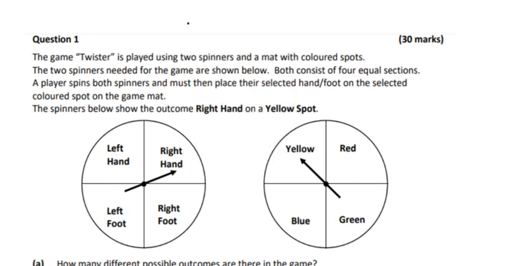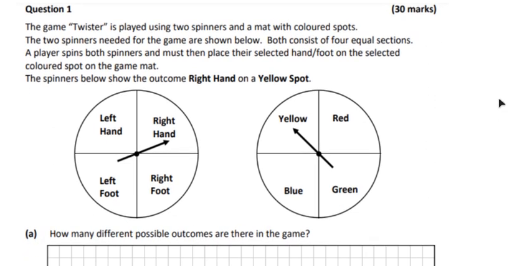Hi folks, so this is the Leaving Cert Ordinary Level Maths Paper 2 for 2021. The first question is on probability, and there are two spinners here, so you're spinning both of them and trying to figure out how many different possible outcomes there are altogether. For example, left hand green would be one outcome, another outcome would be right foot blue, and so on. So we're trying to figure out the total.